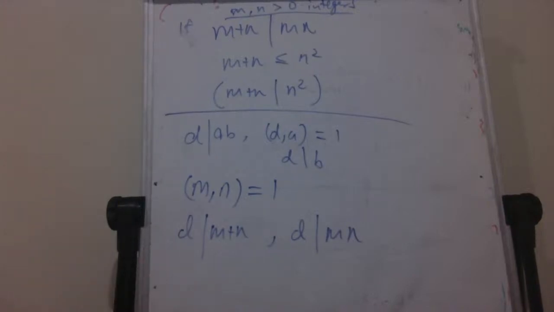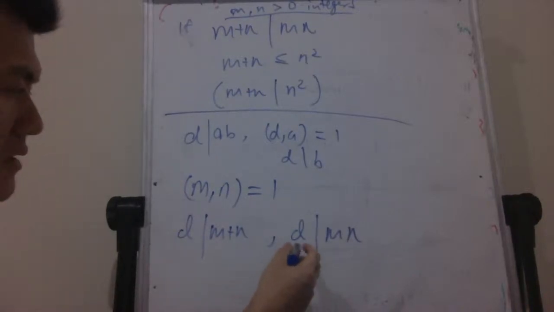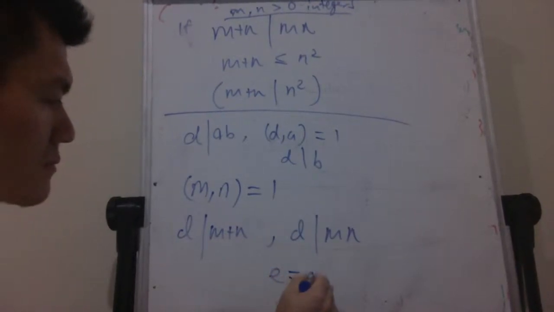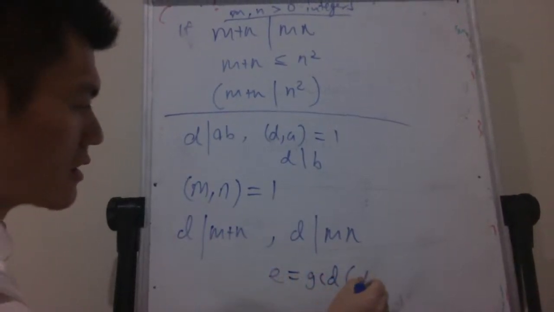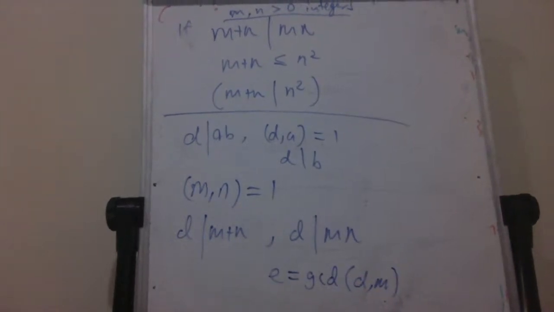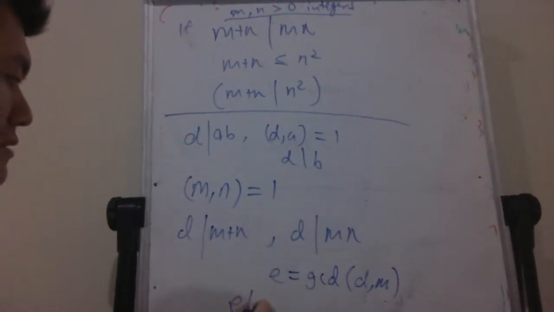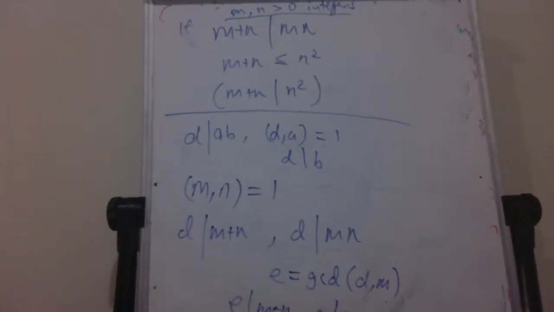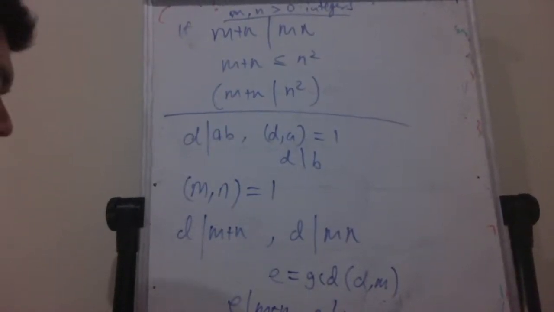If you look at a common factor between D and M, let E equal the GCD of D and M. So E divides M plus N, and E divides M. Therefore, E divides N. Does that make sense?